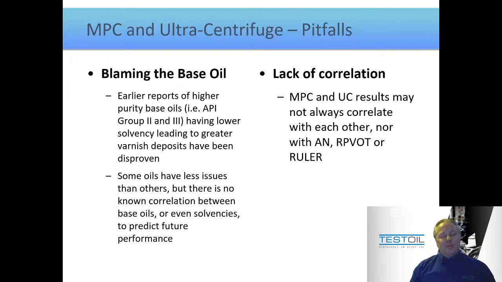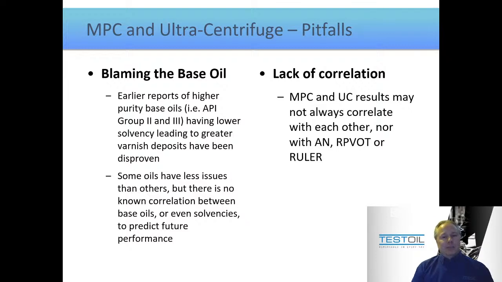So just as a quick final thought here, one of the other things I like to point out when we interpret results is pitfalls, ways people commonly misinterpret the results. And since we're talking about MPC and UC, I'd like to share those pitfalls with you as the final say here. And that is that, for a lot of years, I found many people blamed the base oil, that changes to which API group stock was being used was an indication of whether or not you could expect to have higher varnish levels.